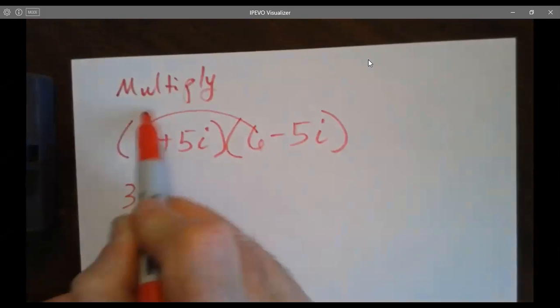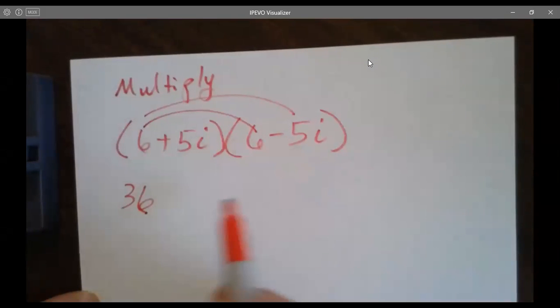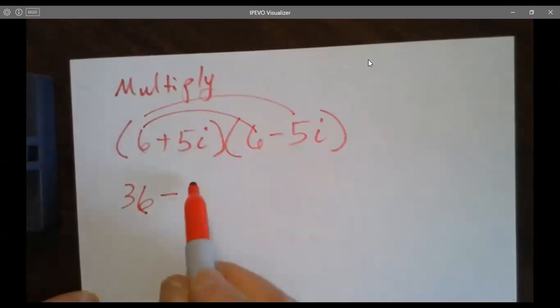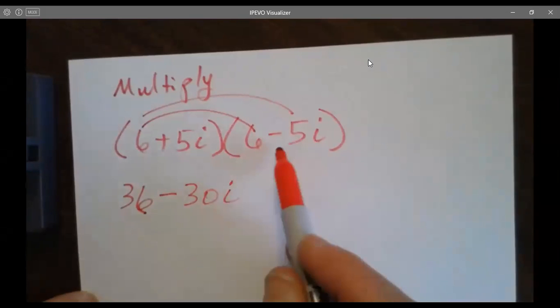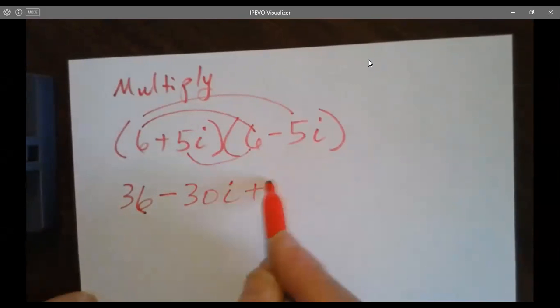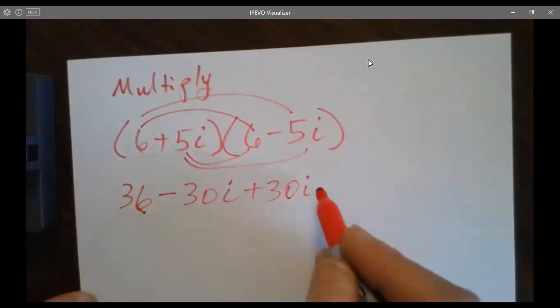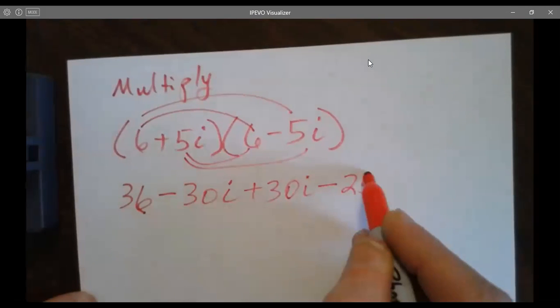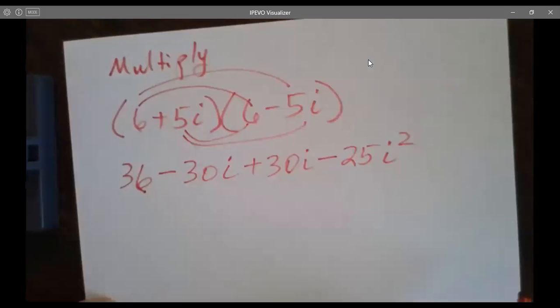And then 6 times negative 5. Well, 6 times 5 is 30, right? So 6 times negative 5 is negative 30i. And we have the i, right? Because it's negative 5i. And then 5i times 6, that'll be plus 30i. And then 5i times negative 5i, that'll be negative 25i squared. Okay.